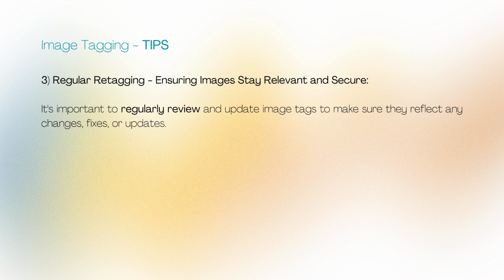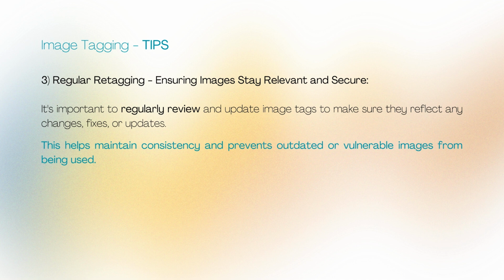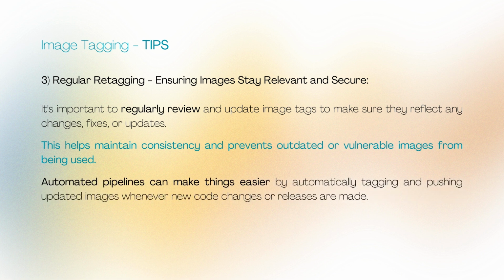The next one we will be talking about is regular retagging, or ensuring images stay relevant and secure. It is important to regularly review and update image tags to make sure they reflect any changes, fixes, or updates. This helps maintain consistency and prevents outdated or vulnerable images from being used. Automated pipelines can make things easier for us by automatically tagging and pushing updated images whenever new code changes or releases are being made.